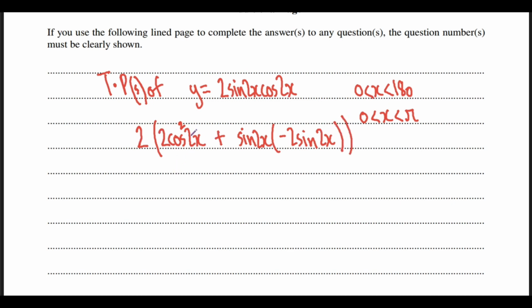Well, if you're finding turning points, then the derivative must equal 0, right? This is dy by dx, and since it's a turning point, it should equal 0. Well, we can get rid of the 2 because 0 divided by 2 is just 0. So now we have 2 cosine squared of 2x minus 2 sine squared of 2x is equal to 0.